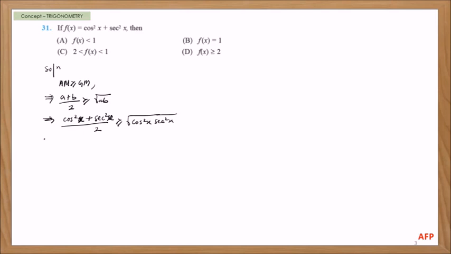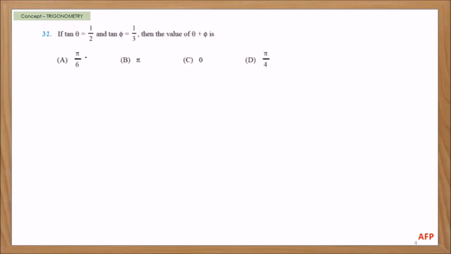So cos and secant are reciprocals and it will get cancelled, you will get 1. Cos square x plus secant square x divided by 2 is greater than or equal to 1. Multiply the denominator to the other side, so the numerator is f of x and f of x is greater than or equal to 2. So D is the option.